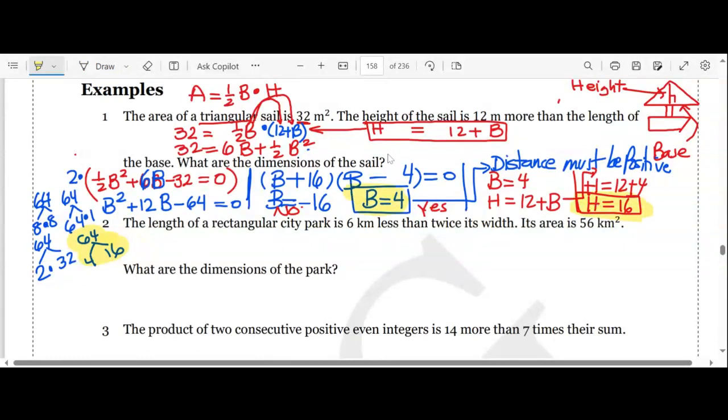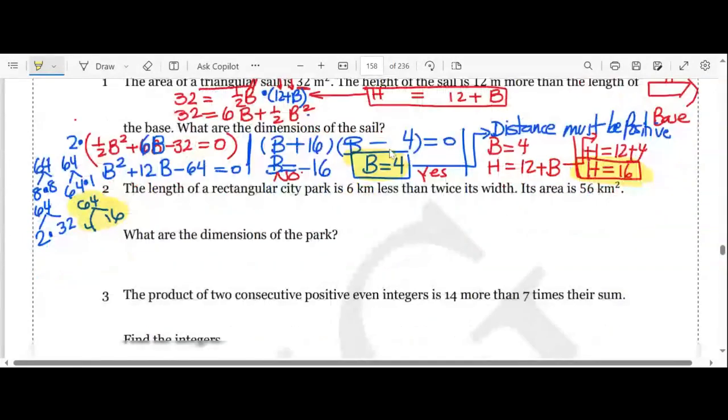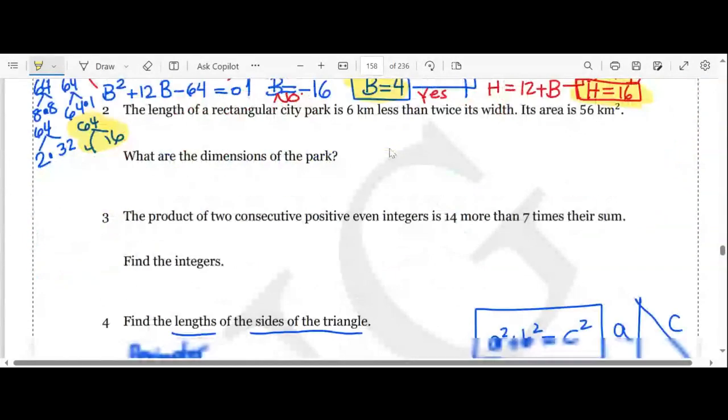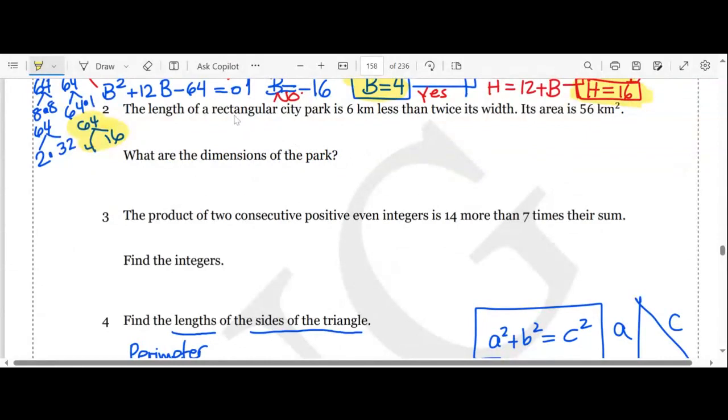Let's go to the next question. I'll let you write it down in a few minutes, okay? I need someone to read. Who's going to read? Khalid. The length of a rectangular city park is 6 kilometers less than twice its width. Its area is 56 square kilometers.